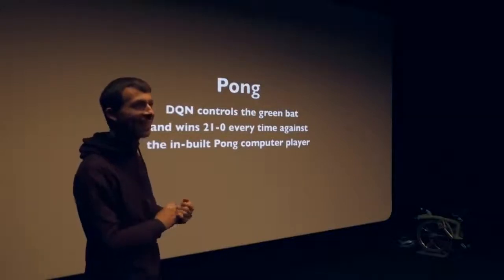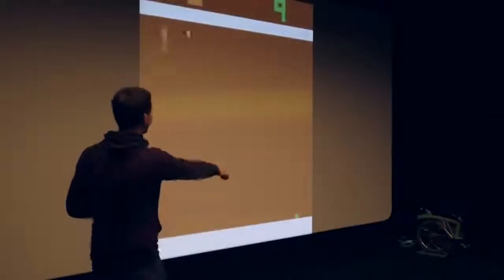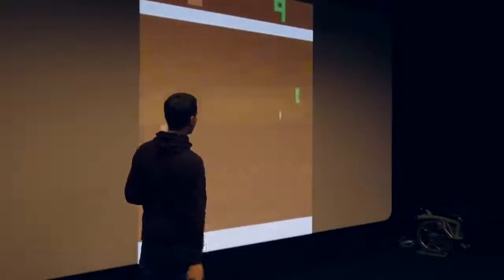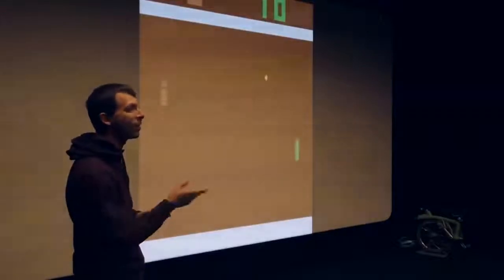This one is Pong, the classic original Atari game, and we're controlling the green guy here. You have to get these sharp angles off the corner to be able to get it past the opponent, and it learns this strategy and eventually learns a perfect strategy of winning every game.